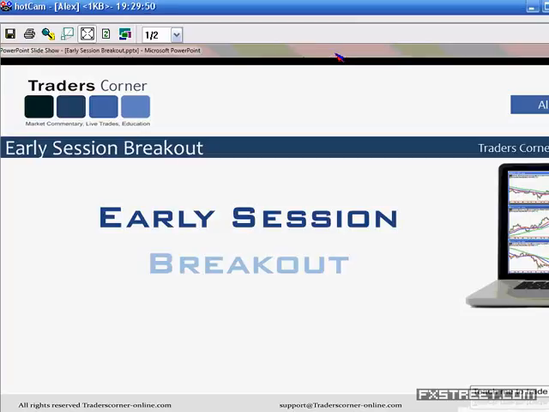Now, you'll notice I've put here early session breakout. What ultimately I'm trying to say here is it doesn't matter which session you're trading, whether it be the London, the New York, or the Tokyo, ultimately this is a technique that you can use for any breakout, really, more or less. So we'll get into the meat of that in a second when we get into the system.